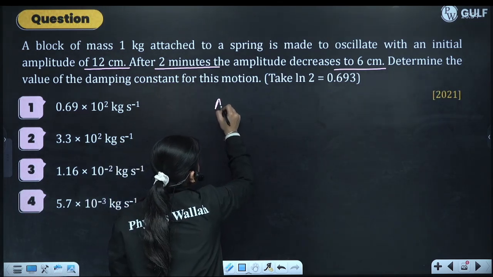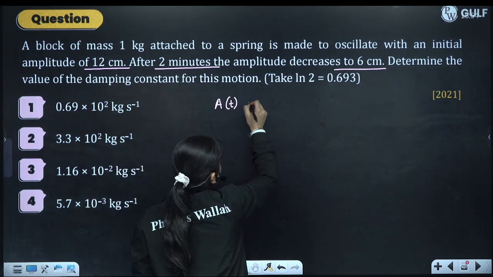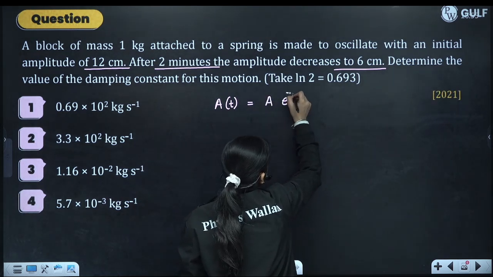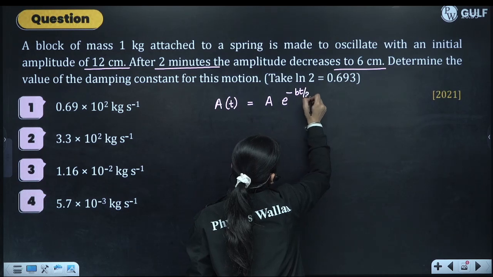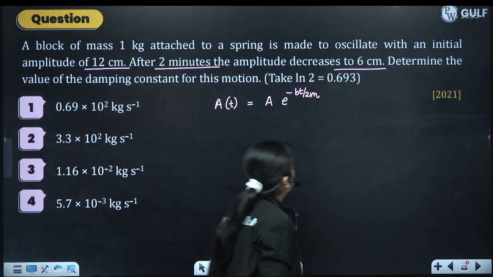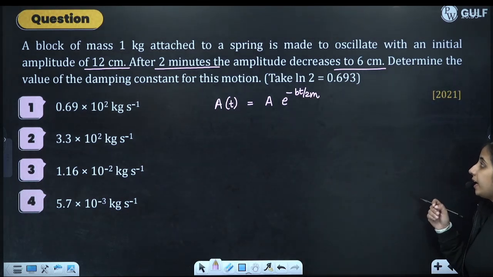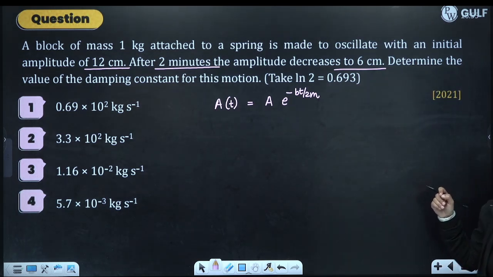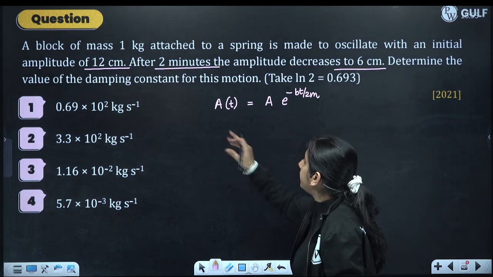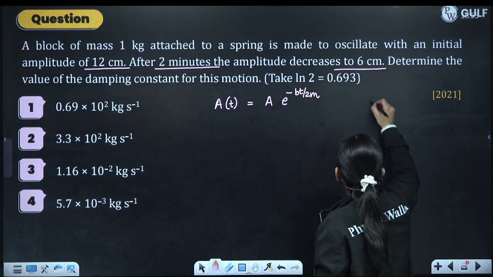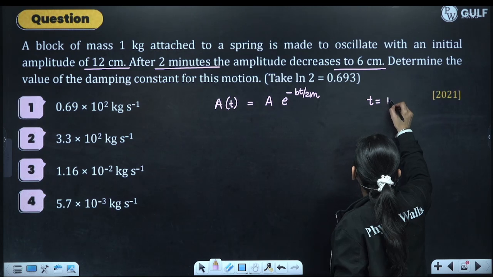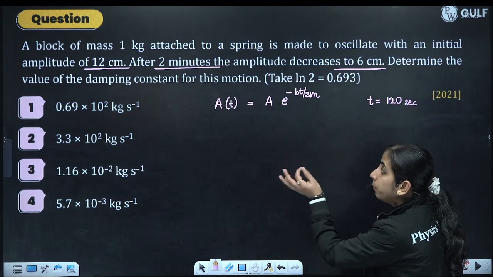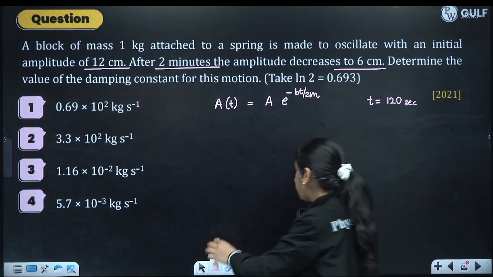For damped oscillations, amplitude at any time t is the initial amplitude times exponential minus bt by 2m. Yes, this is what we have: A is equal to A naught exponential minus bt by 2m. This is the amplitude as a function of time. Now time is given as 2 minutes, it means 120 seconds. Amplitude decreases to 6 from 12.